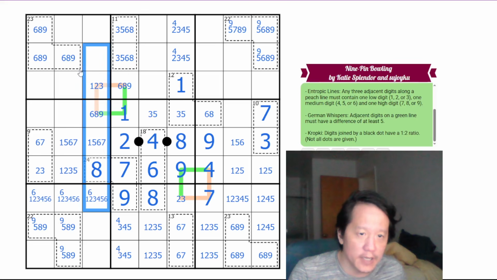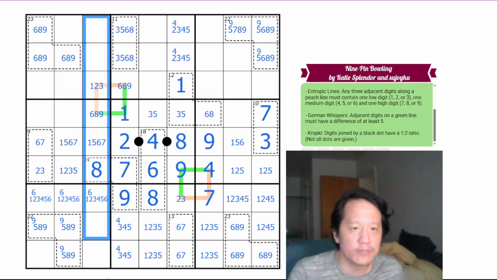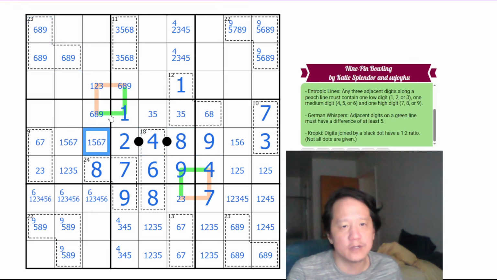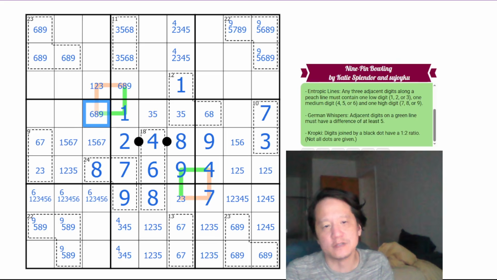Where is 9 in column 3? Same problem. These can't be 9 because we have a guaranteed 9 here. These can't be 9 because of a guaranteed 9 here. This 9 eliminates 9 from being here. So that leaves this as a 9. So this is 9 here.